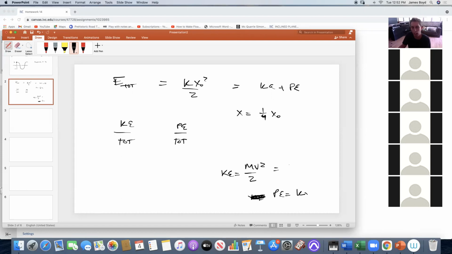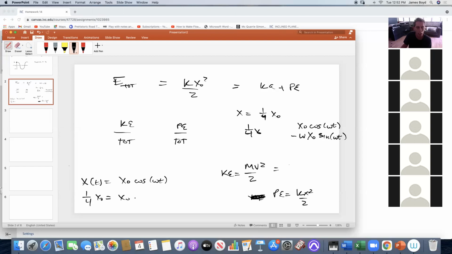Potential energy is kx squared over 2. If I plug in for v, negative omega x naught sine omega t, and I plug in for x, x naught cos omega t, when x is equal to 1/4 x naught, so let me do this over here. So x of t is equal to x naught cos omega t. So when this is 1/4 x naught cos omega t, what they're saying is, what do they give us?